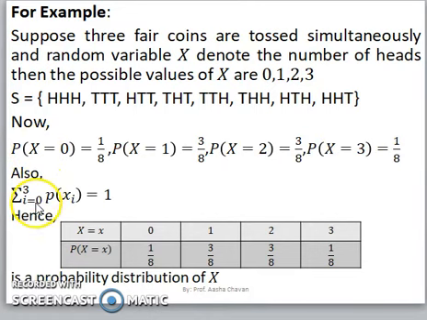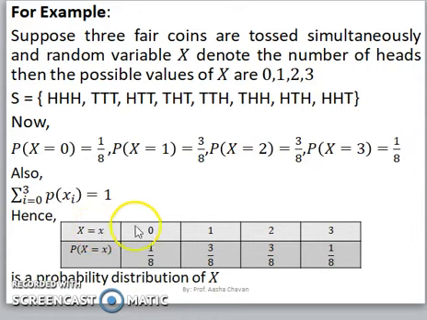Now we will check the summation of all the probabilities, that is, from i equal to 0 to 3, the sum of probabilities of x_i. Is it 1? Yes. Why? Because we add the probabilities: 1 plus 3 is 4, 4 plus 3 is 7, 7 plus 1 is 8. 8 by 8 is 1.